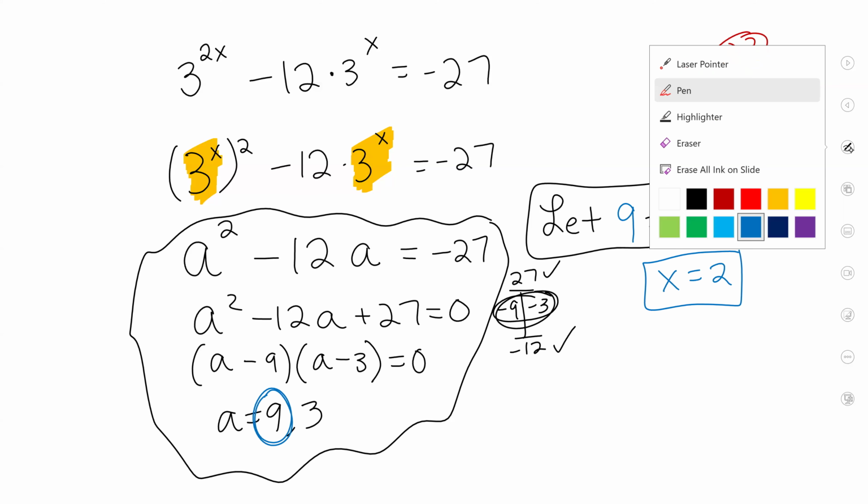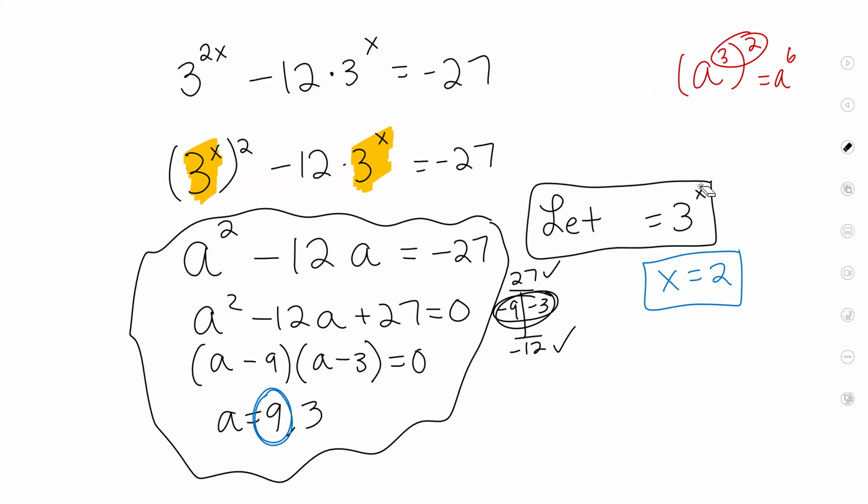And let's try the other one. This time, let's use the other a value. We said a was 3. So let's plug in a 3 here. What does this exponent have to be? Yep, 3 to the 1 will give you 3. So that means x is 1. So x is 1 and 2.